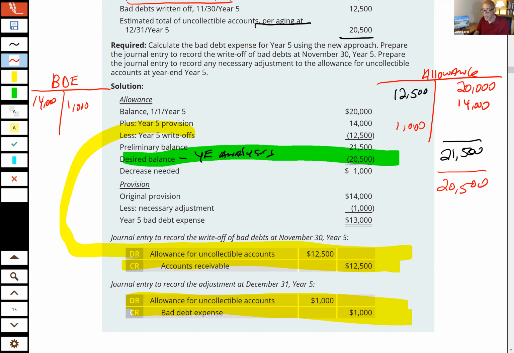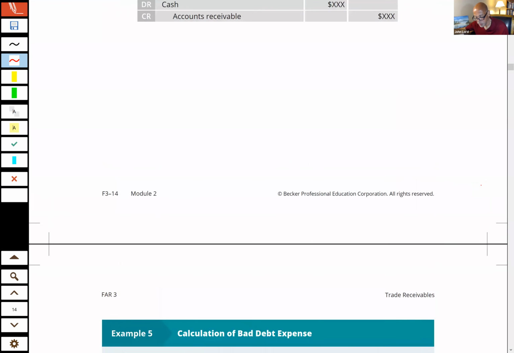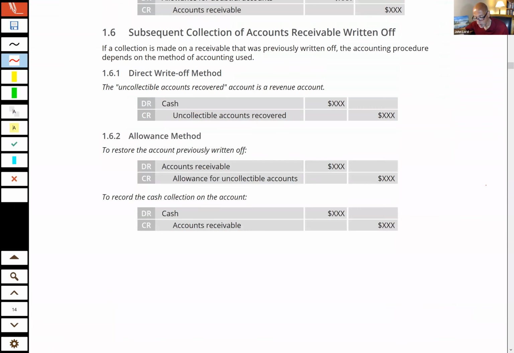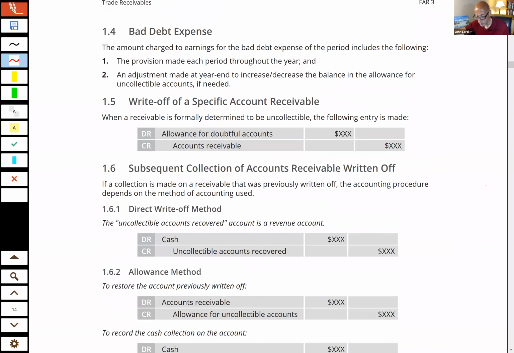Okay. Got to know this, guys. Got to know all of this process. And now going back, because I promised I'd go back to a couple of these journal entries up here. You also have to know how to make a journal entry for subsequent collection of a receivable that was written off.